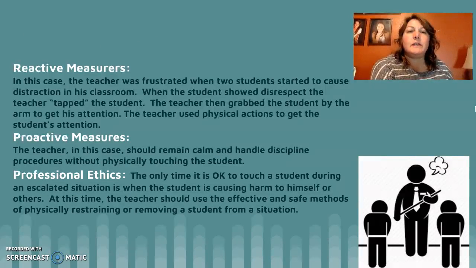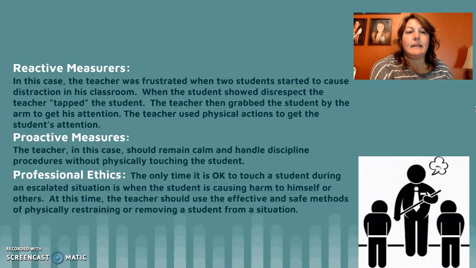Reactive measures. The teacher was frustrated. The kids were causing distraction. When the teacher kept them after class, they continued to be disrespectful, and the teacher grabbed the student's arm to get his attention, just out of frustration and trying to show the student that he was really serious about talking to him after class.